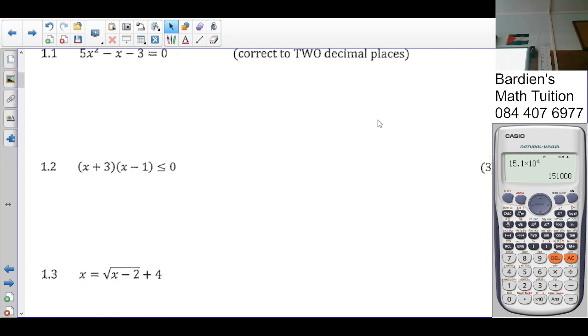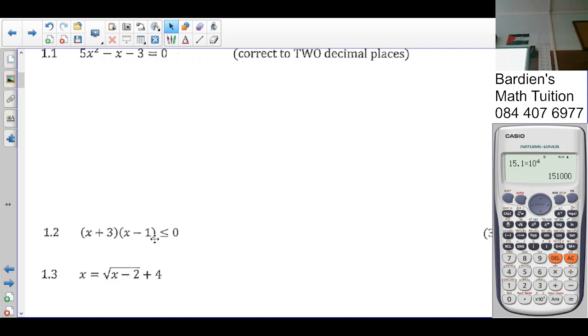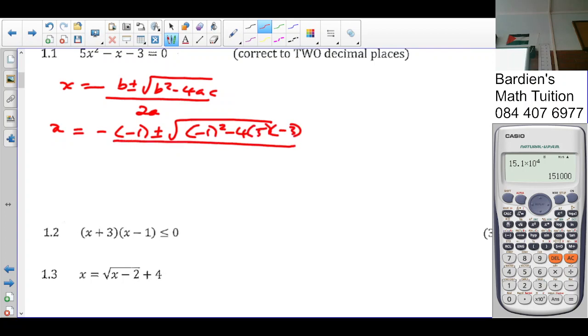Okay, so in 1.1 the question says, solve for x correct to 2 decimal places. If you see that in question 1, we know that that is your formula question. Okay, we substitute into the quadratic formula, so x is equal to negative b plus minus the square root of b squared minus 4ac, over 2a. You don't have to write that down. Okay, so you get negative negative 1 plus minus the square root of negative 1 squared minus 4, a is 5, c is negative 3, over 2, a is 5.